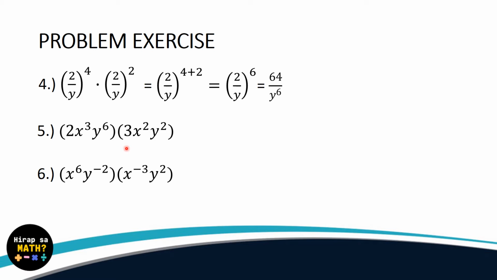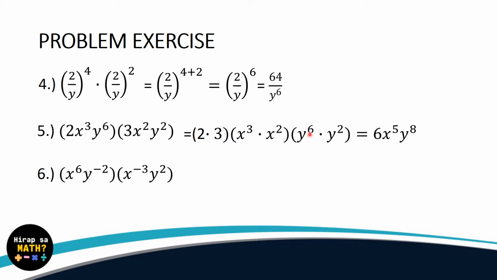So, ang technique lang dito, pag sama-samahin natin yung magkakapareho. So, in this case, 2 tsaka 3, itong x to the third tsaka x squared, y to the 6 tsaka y squared. So, 2 tsaka 3, ito. So, ang answer ay 6. Pagsamahin itong y to the third tsaka y squared.